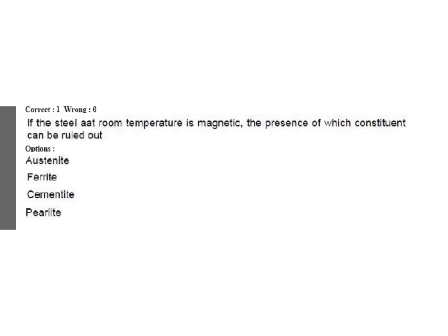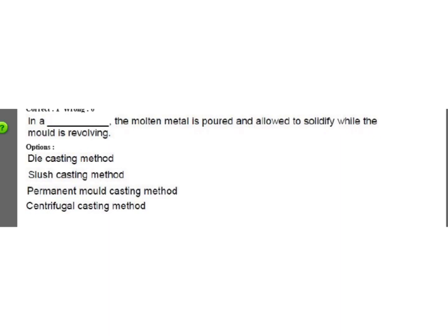If steel at room temperature is magnetic, the presence of which constituent can be ruled out? So, austenite, it's at room temperature. So, austenite we cannot get at room temperature. So, this is our answer. In a dash, the molten metal is poured and allowed to solidify while the mold is revolving. Mold is revolving. So, die casting, no. Slush casting, no. Centrifugal casting, the mold is revolving. So, this is the answer.